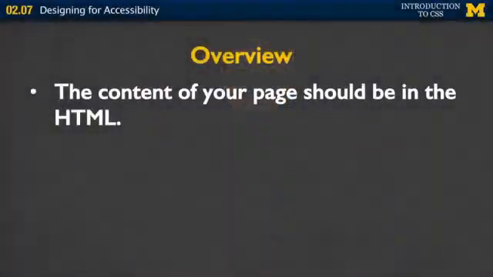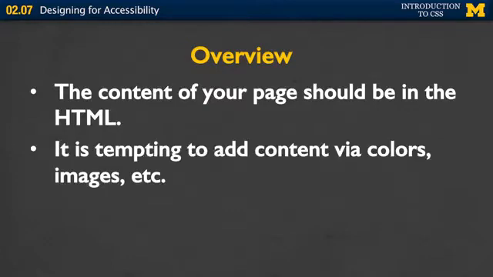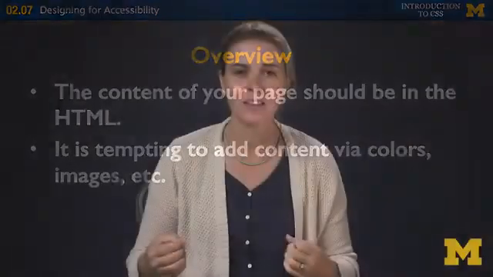Hi, and welcome back as we go back and we talk about designing for accessibility once again. So, as I've been telling you more and more kind of cool, neat things, I sometimes feel the need to rein you back in and remind you of the basics of when you're designing your page. And part of that basics is that I want to remind you that the content of your page should be in your HTML. What I mean by that is that it can be really tempting to add content via colors, images, etc. Things that people may not be able to perceive, but you're not necessarily thinking about it when as a visual user, you're kind of bringing it in.